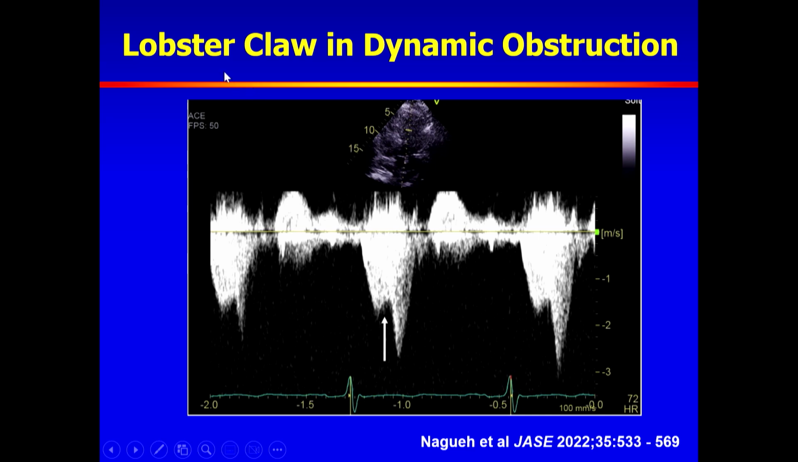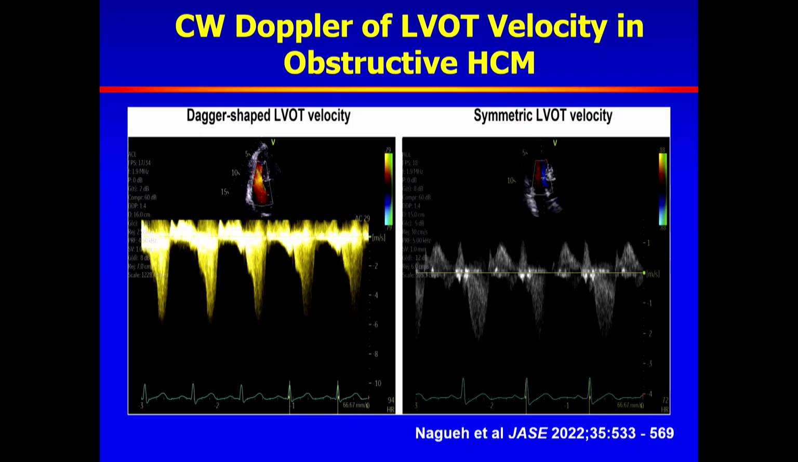Sometimes you see the lobster claw in dynamic obstruction, and I refer you to the guidelines for the sake of time to look into the mechanism of why this is observed. The classic signal that we teach is frequently that dagger-shaped LV outflow tract velocity, and you see a velocity here approaching 6 meters per second, but sometimes you see a rather symmetric LV outflow tract velocity because of dynamic obstruction. You may see this pattern or that pattern.